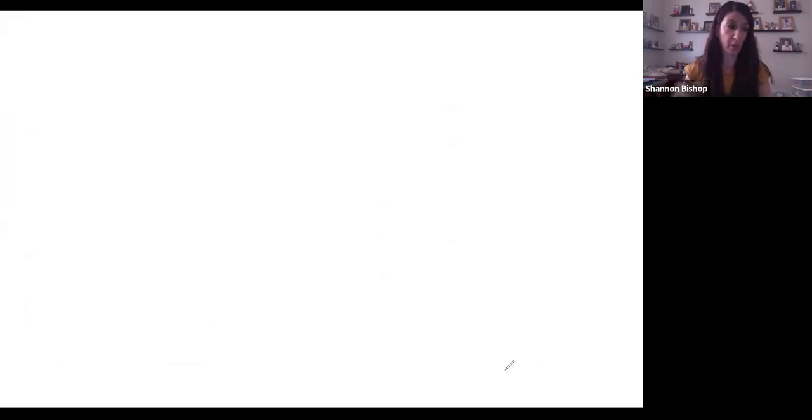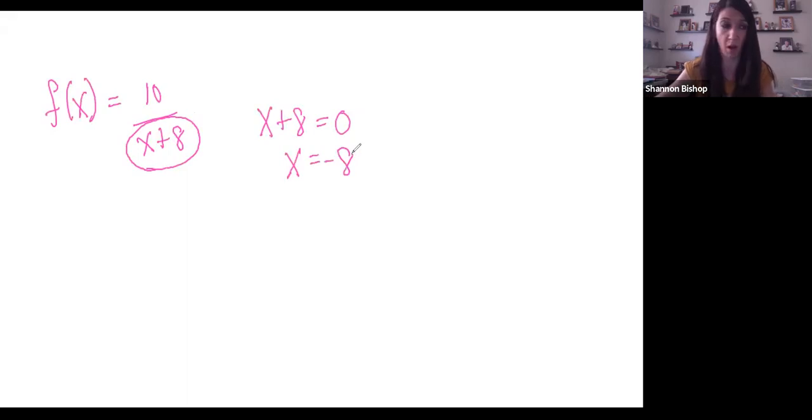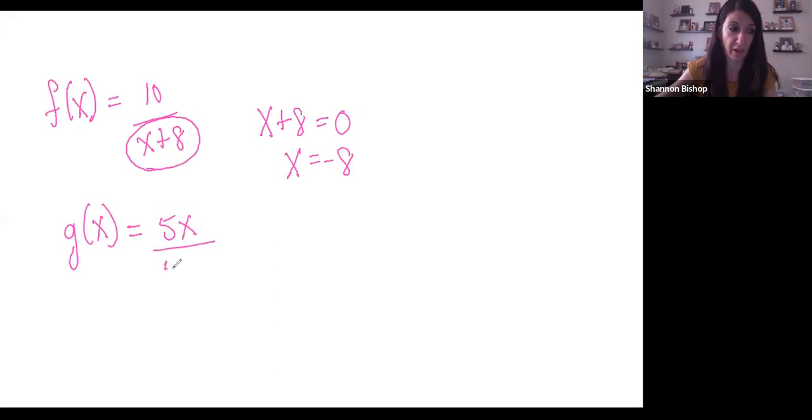So on the first one, like we said, it's -8, because if you have f of x equals 10 divided by x plus 8, well then the error, so to speak, of when the denominator would be 0 happens at -8. So the vertical break, so to speak, on that graph is at -8. So let's look at number 2, which is g of x. So g of x was 5x divided by 5x plus 4.